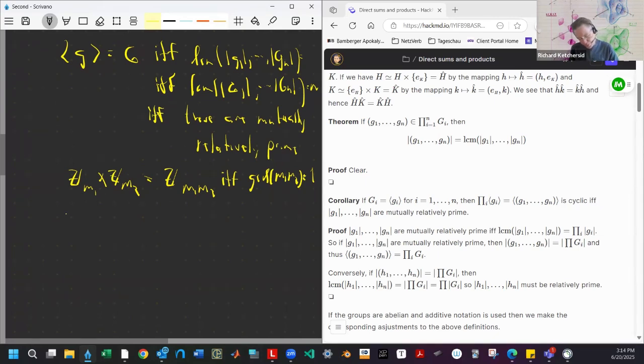So for example, if I have P1 raised to the power M1, dot dot dot, PK raised to the power MK, where these are distinct primes, and this is some n, which is the product of powers of primes, which every n is, then this is isomorphic to Z_{P1^M1} cross dot dot dot cross Z_{PK^MK}.